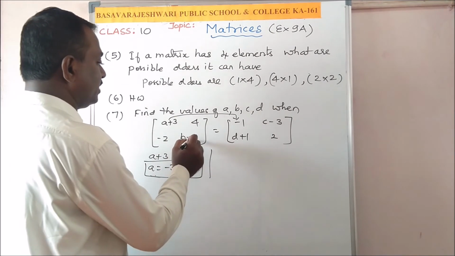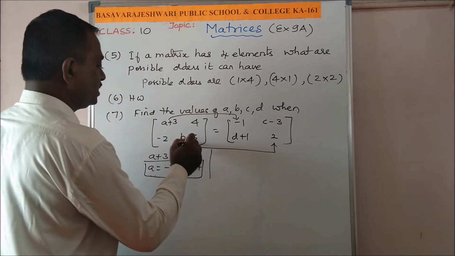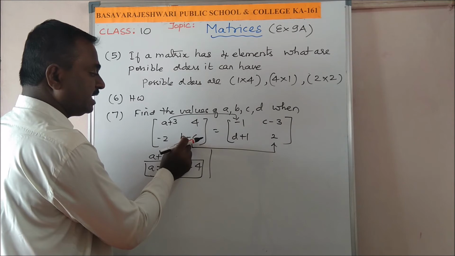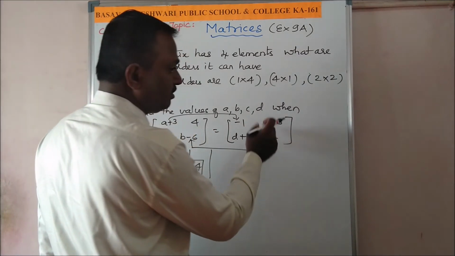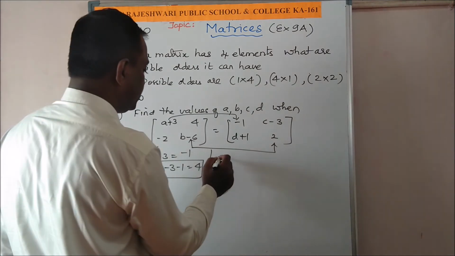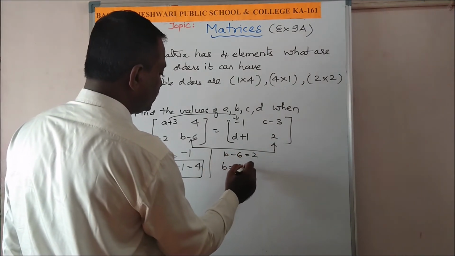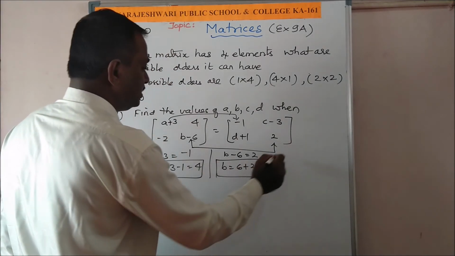Now I will take B. So second row, second column of the first matrix should be equal to second row, second column of the second matrix. Therefore, B minus 6 is equal to 2, or B is equal to 6 plus 2, which is equal to 8.